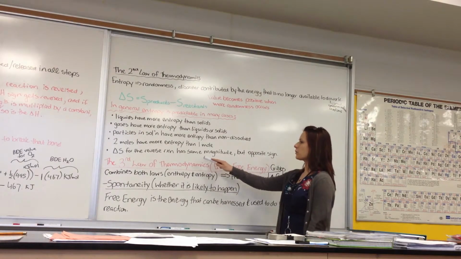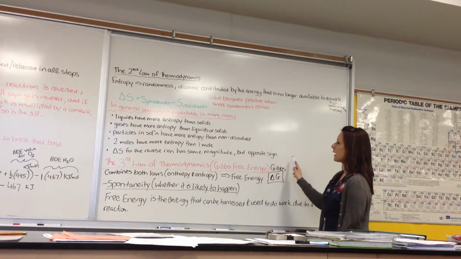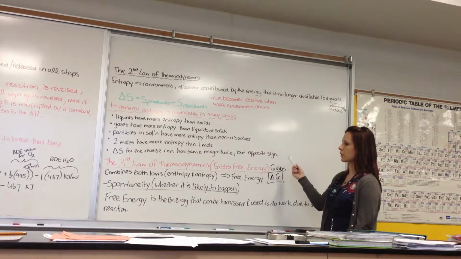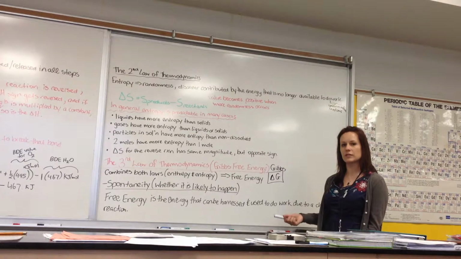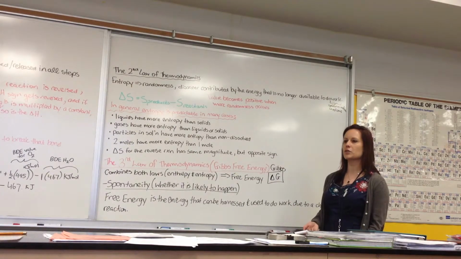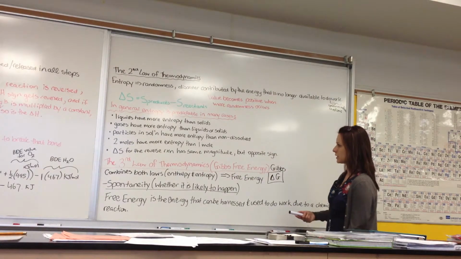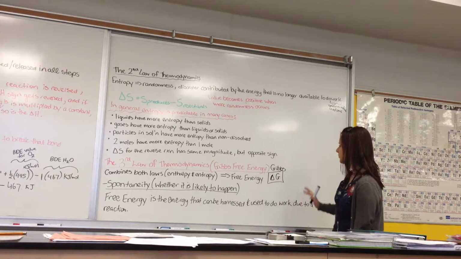Delta S for the reverse reaction will have the same magnitude but opposite sign. So for example, if a forward reaction has, let's say, plus 150 joules of energy as entropy, the reverse would be negative 150. That's what that means.